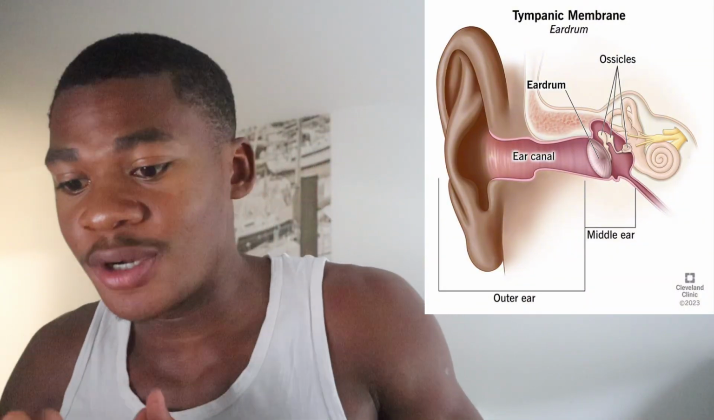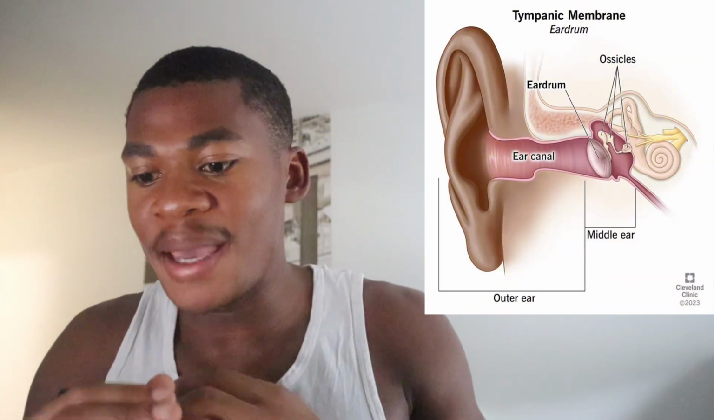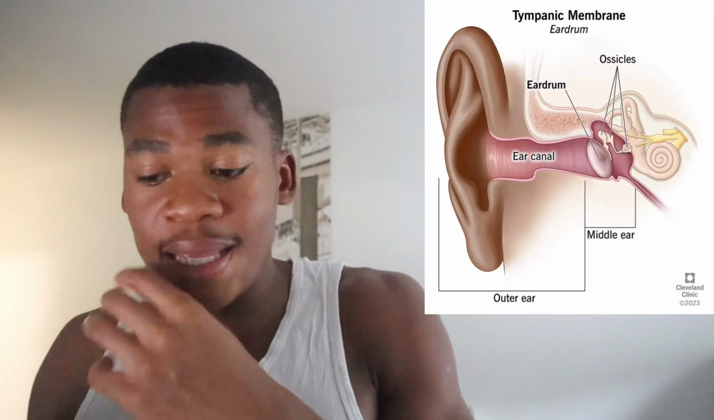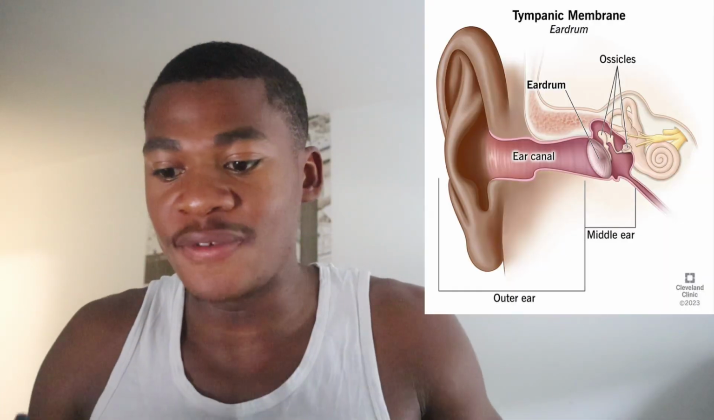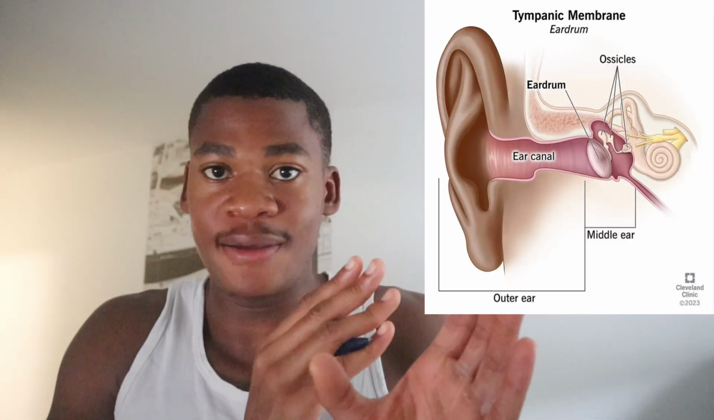Okay, so now moving to the middle ear, you have your tympanic membrane, which is also known as your eardrum. And this is a thin membrane that vibrates in response to sound waves. And it separates the outer ear and the inner ear. The next is your ossicles. Your ossicles are middle ear structures, and they are tiny bones which help to transmit the sound waves, all right?